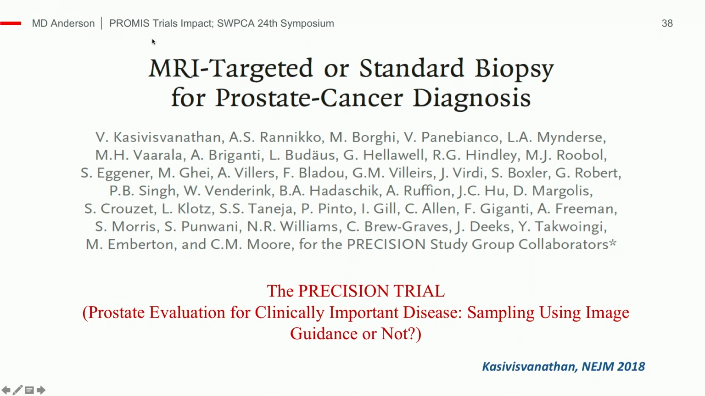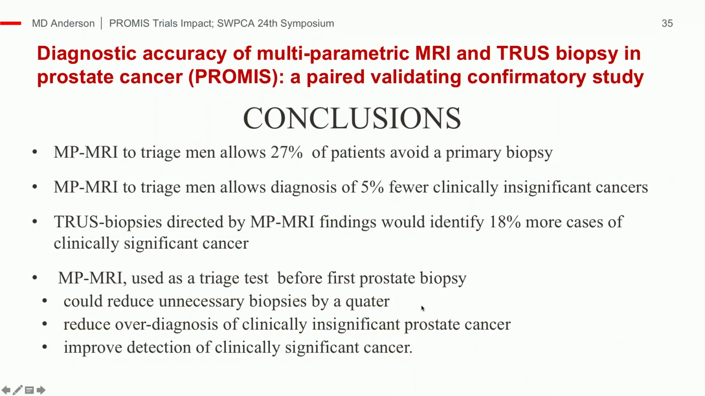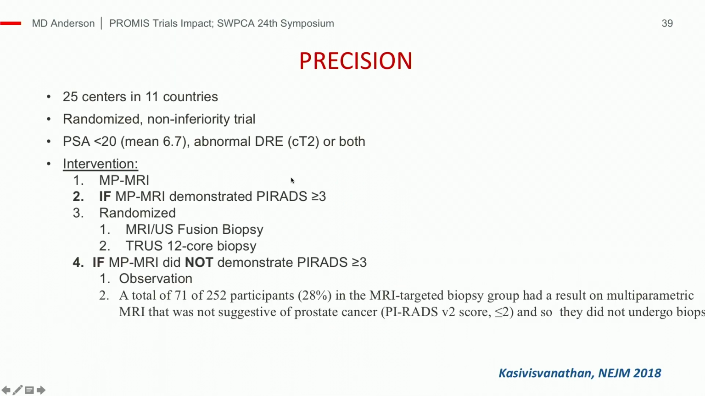And the PRECISION trial, the title of the New England Journal article is MRI-Targeted or Systematic Biopsy for Prostate Cancer Diagnosis. It's called the PRECISION trial: Prostate Evaluation for Clinically Important Disease, Sampling Using Imaging Guidance or Not. It was published in the New England Journal last year. This trial that you hear a lot about actually involved 25 centers in 11 countries.